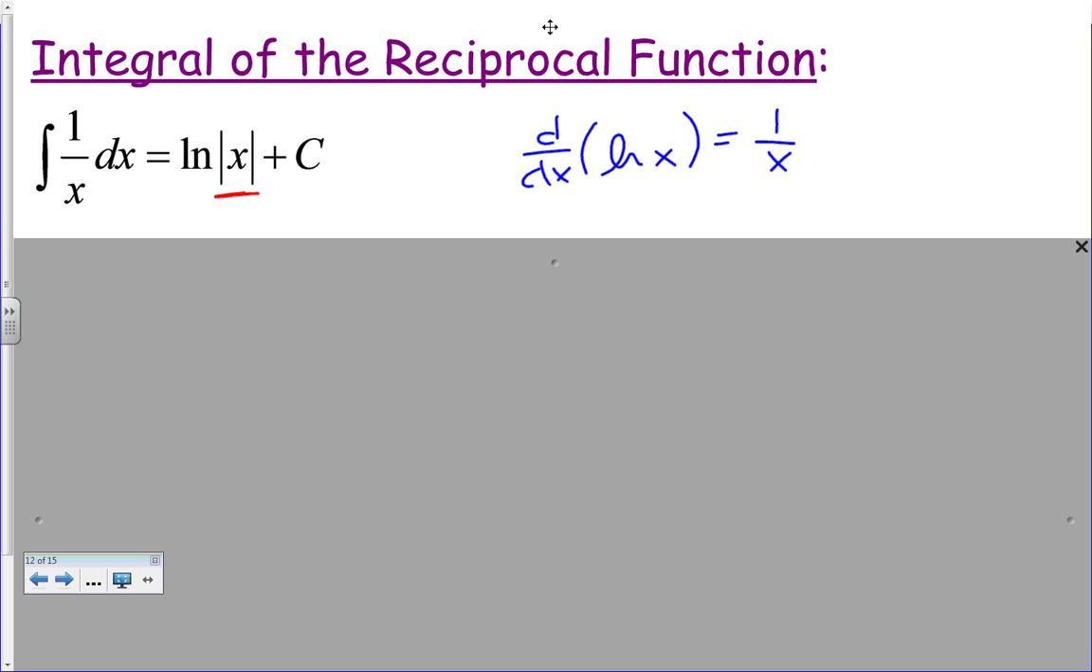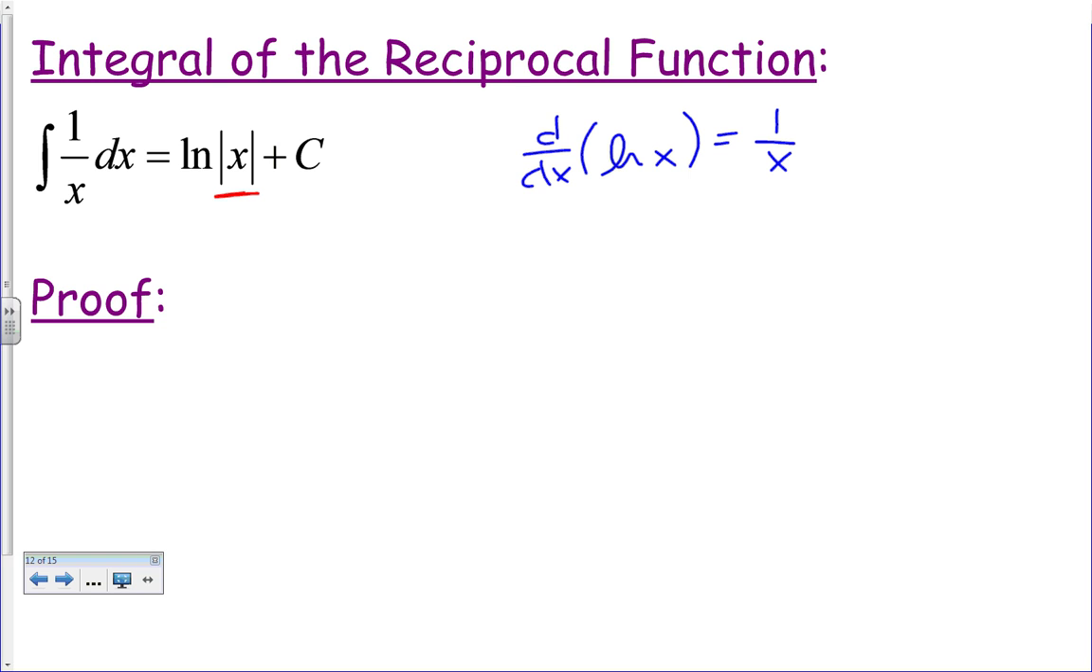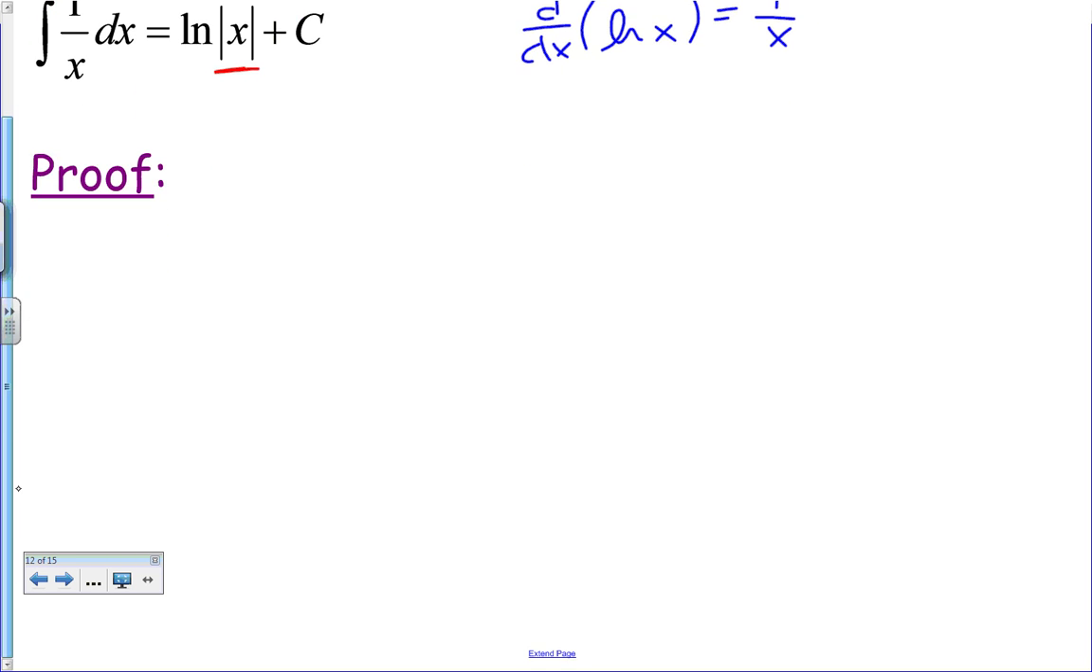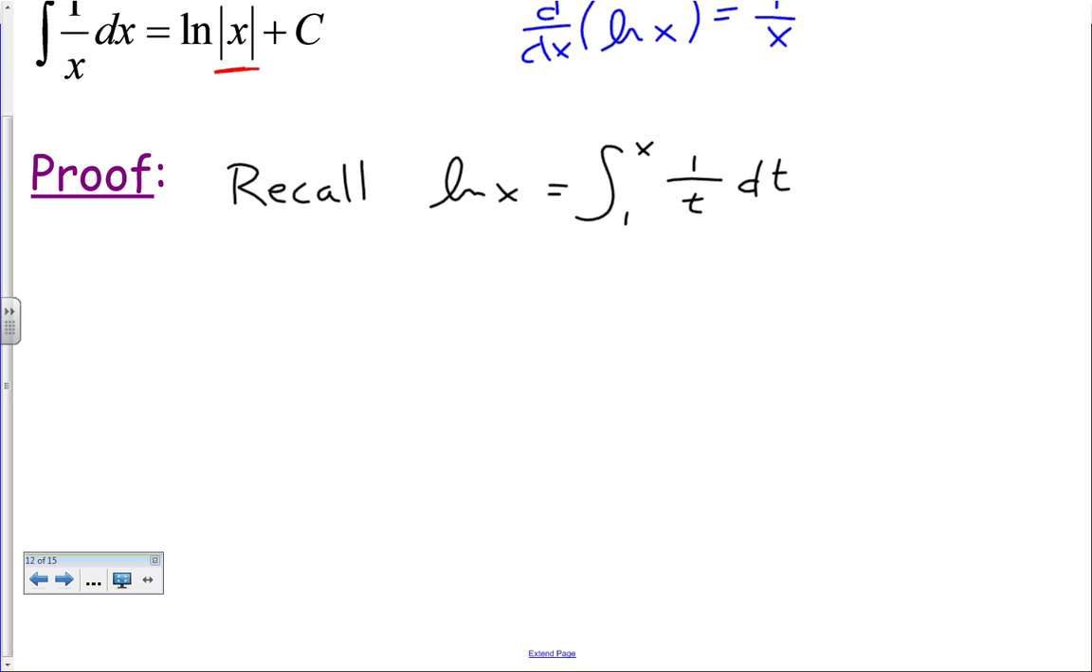All right, so let's see if we can actually show why that's the case. In fact, we're going to split this up into two cases, but let me first remind you of the definition of ln of x. So let's just recall here: ln of x was equal to the definite integral from 1 to x of 1 over t dt. That's how we defined it, and that was for x greater than 0.